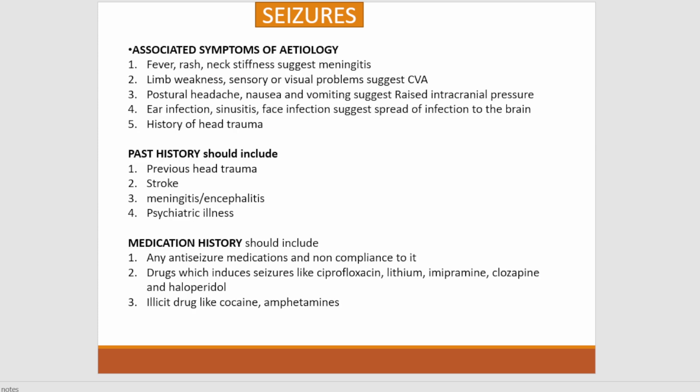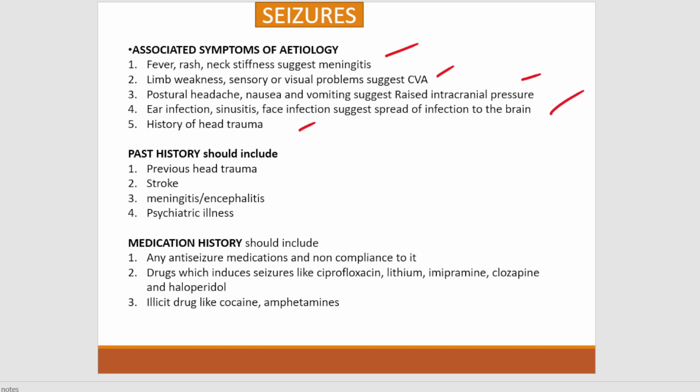Then we ask about symptoms suggesting etiology. If the patient said that he or she had a fever, rash, and neck stiffness before the seizure, it means there was meningitis leading to the seizure. If the patient reports that they first developed limb weakness, sensory or visual problems, it means the patient first had a stroke followed by seizure. If the patient has a postural headache, nausea, and vomiting, it means there is raised intracranial pressure, and a space occupying lesion is present in the brain leading to the seizure. If the patient has ear infection, sinus infection, or facial swelling followed by seizure, it means the infection has spread to the meninges and brain and has caused seizure.